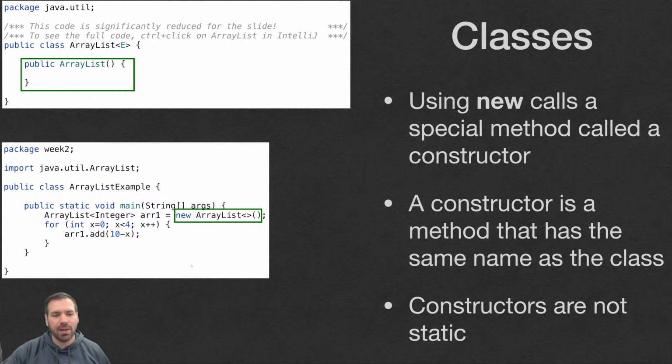We also know it has a few public methods: add, get, and size are the three that we've seen so far. We know those three public methods exist as well.